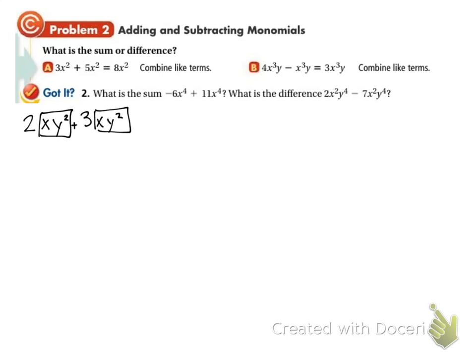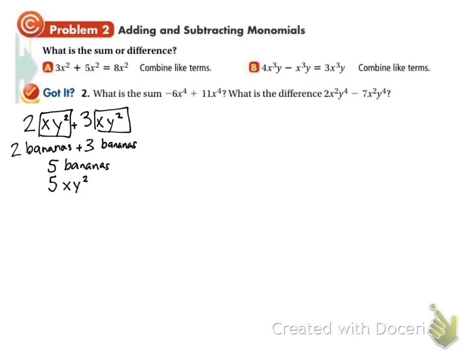So maybe bananas. So 2 bananas, so we're sticking in bananas instead of the box there, plus 3 bananas. 2 bananas plus 3 bananas, well, that gives us 5 bananas. So that gives us 5, and then if we put the box back in there, 5xy squared. Whatever you're adding is going to stay the same. You don't have to change exponents, that sort of thing.